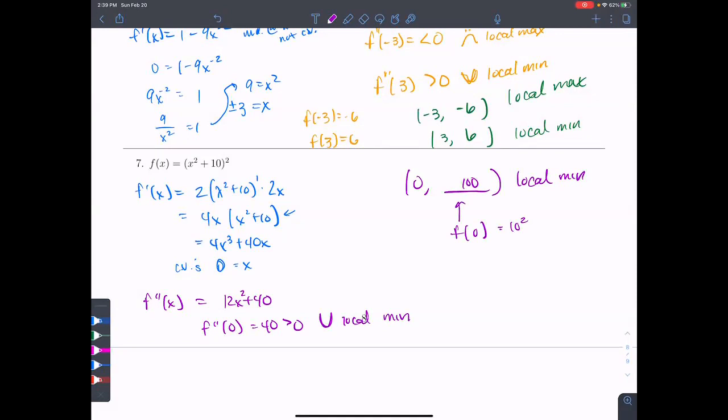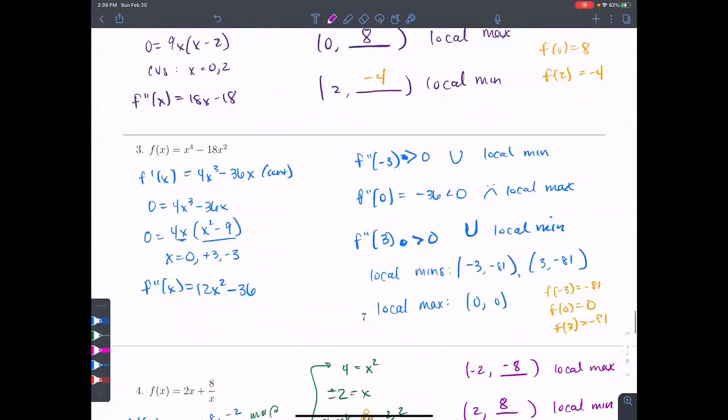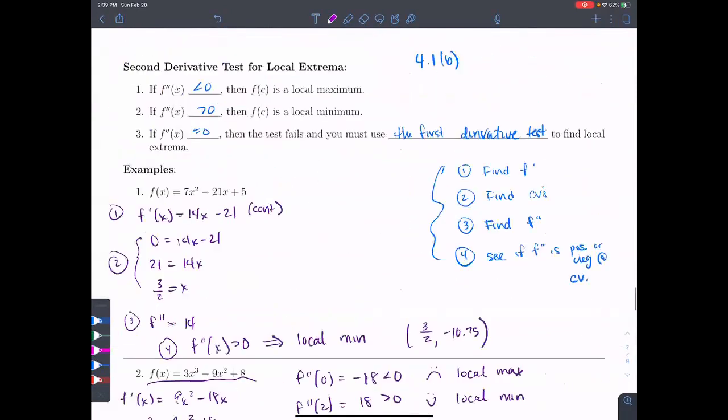Okay, so second derivative test, again, you find the first derivative, find the critical values, figure out what f double prime is, and then plug in and check to see if it is concave up or concave down, and therefore a minimum or a maximum.